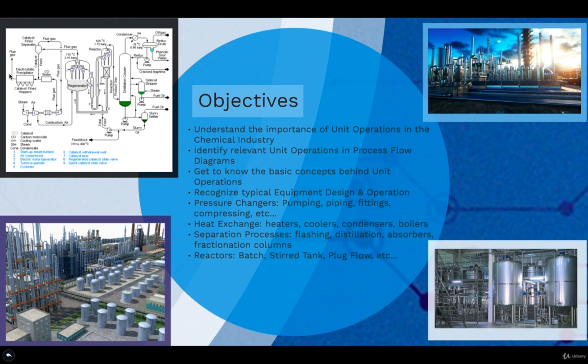If I give you this process flow diagram, you should, at the end of the course, identify the important unit operations, what they are used for. Are they momentum, or are they exchanging heat? Are they doing a reactor operation, etc.?